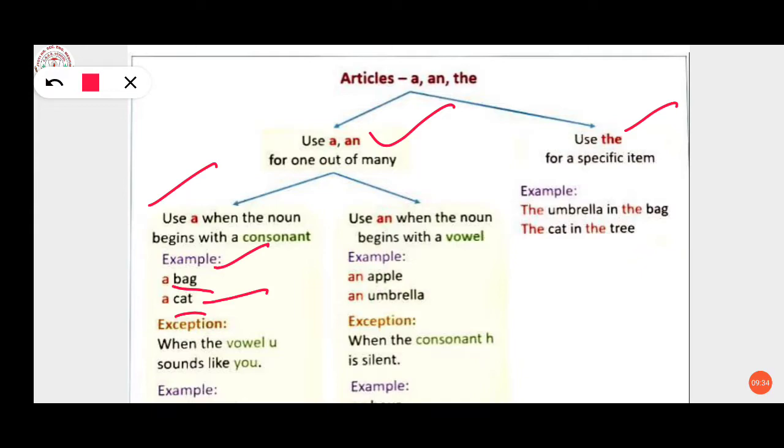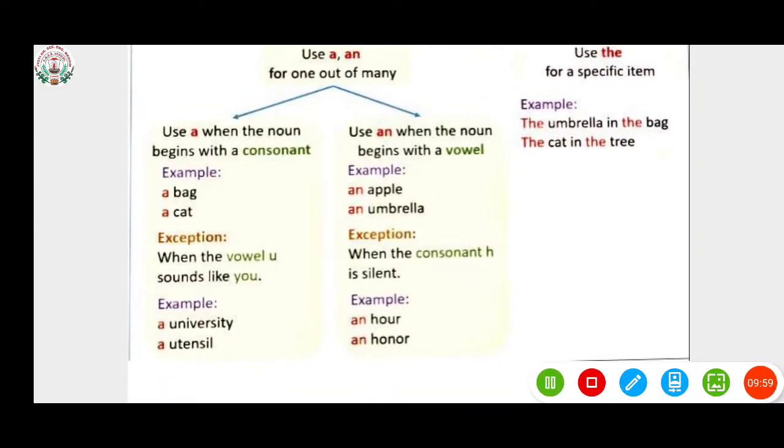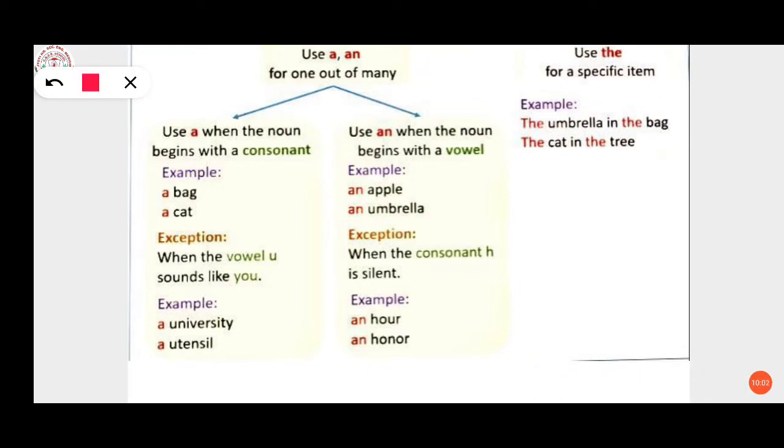Now I said to you that there are millions of exceptions. Here, like this, is a definition: use a when the noun begins with a consonant. But here some exceptional cases are there where we do not use an article with a noun. So here it is given, when the vowel U sounds like you, Y-O-U. Example, a university. We can't say an university.